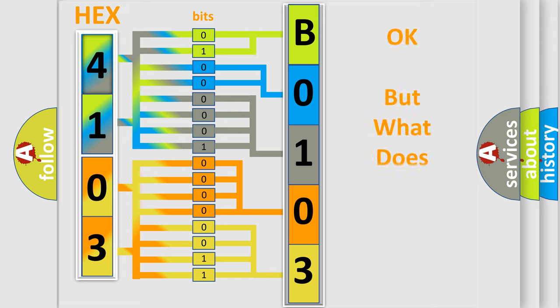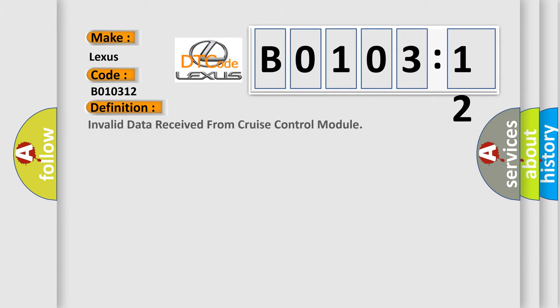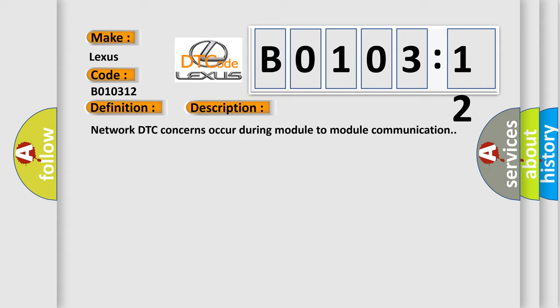The number itself does not make sense to us if we cannot assign information about it to what it actually expresses. So, what does the diagnostic trouble code B0103-12 interpret specifically for Lexus car manufacturers? The basic definition is invalid data received from cruise control module. And now this is a short description of this DTC code. Network DTC concerns occur during module-to-module communication.